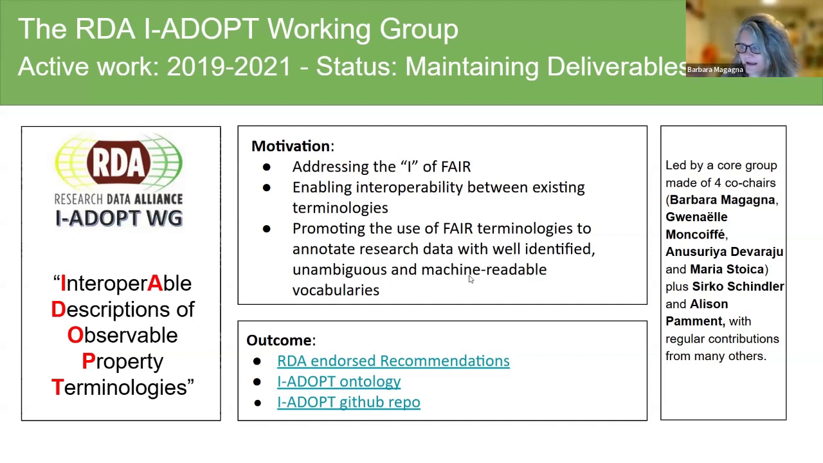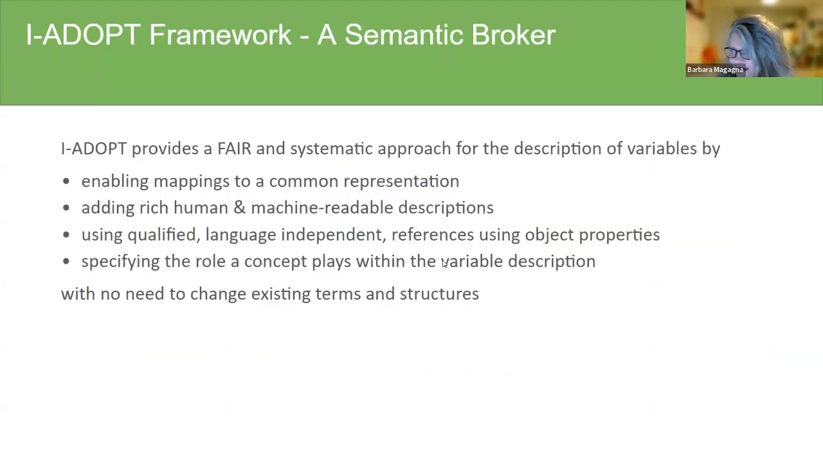So the idea, with the IADOPT working group activities, is to address the I in the FAIR principles, the interoperability aspects, enabling interoperability between existing terminologies, but first of all between terminologies that provide variable descriptions. And we want to promote the use of FAIR terminologies, FAIR semantics, but also help to annotate research data to make the data itself FAIR. And so what IADOPT provides is a systematic approach to describe variables, enabling mappings to a common representation, adding rich human, but then at the end also machine readable descriptions using this framework, which is actually based on an ontology. And it requires specifying the role a concept has in a description of a variable, but in essence, the existing terms can be reused, but enriched with this FAIR semantics.